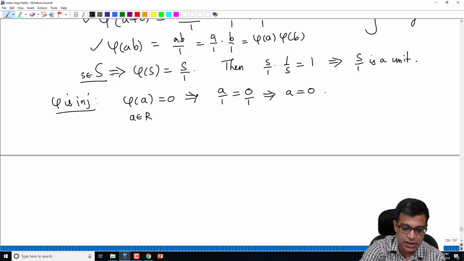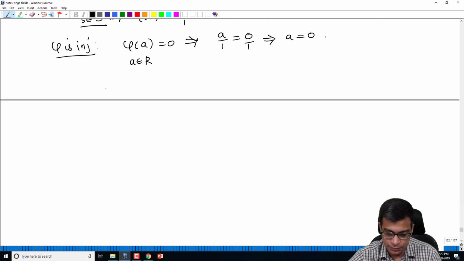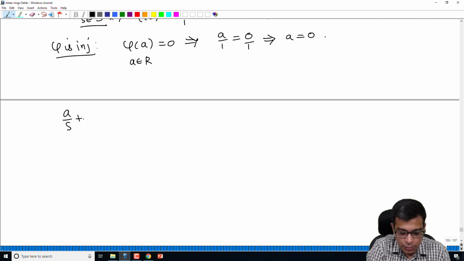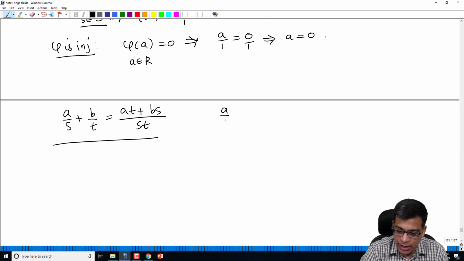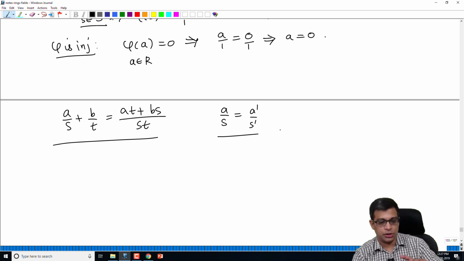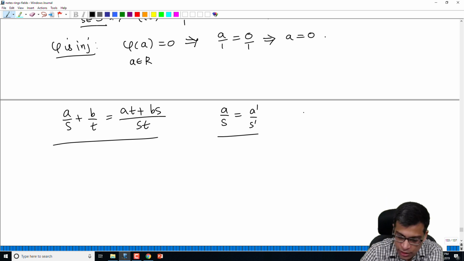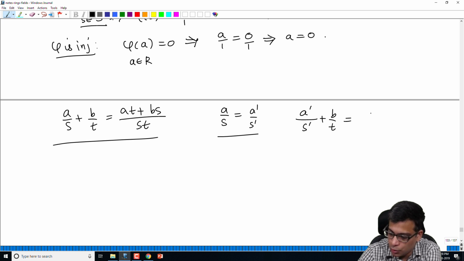So just to start the verification, I'll do the following. Remember what we are doing is A by S plus B by T is AT plus BS by ST. This is the definition. But suppose A by S is equal to A prime by S prime. That can happen, right? Because rational numbers have various representations. 1 by 2 is the same as 2 by 4. So then we want to check that A prime by S prime plus B by T is equal to A by S plus B by T. This is required for well definedness.